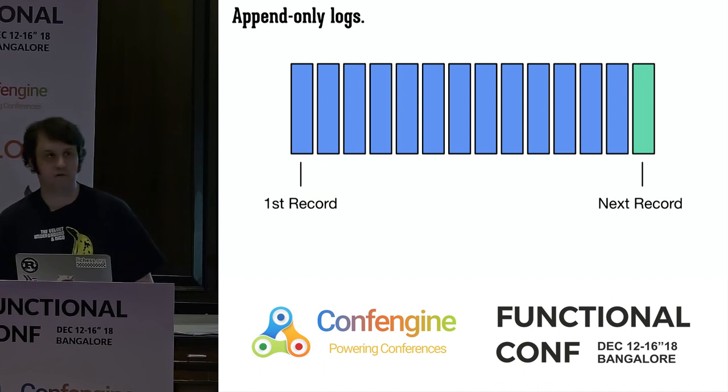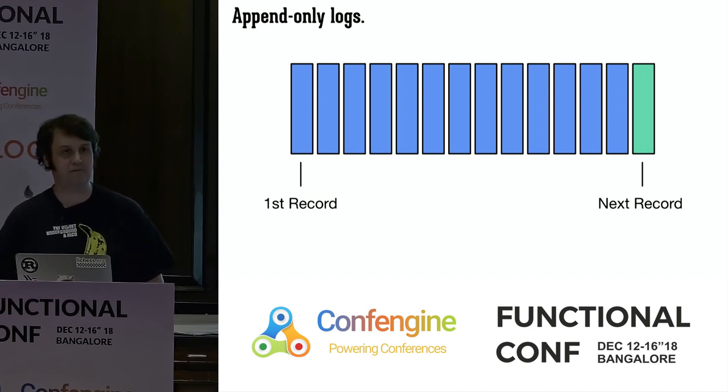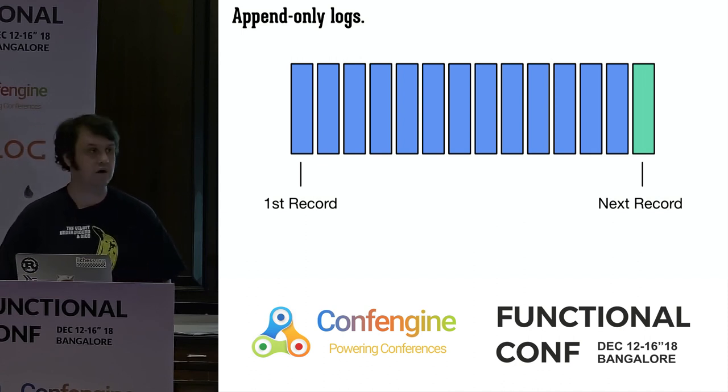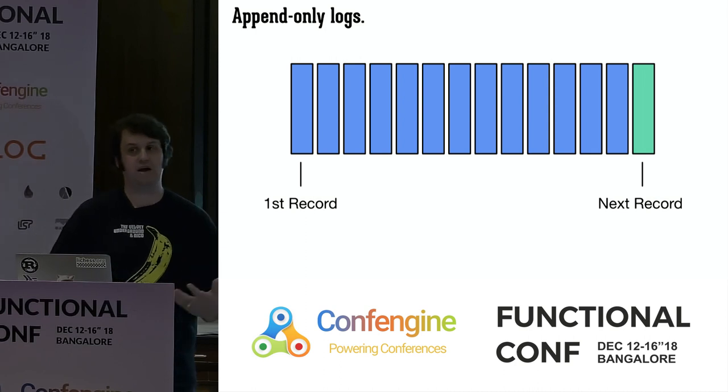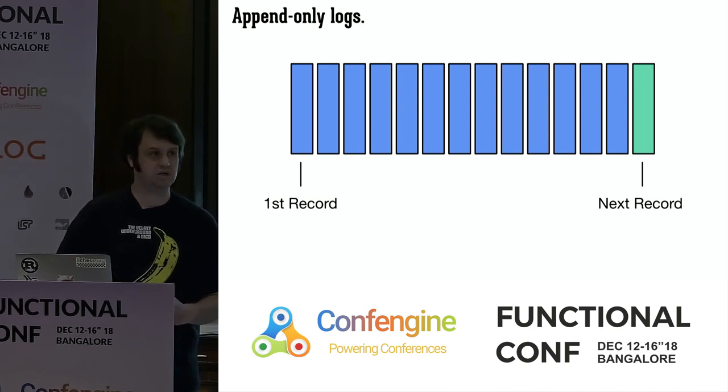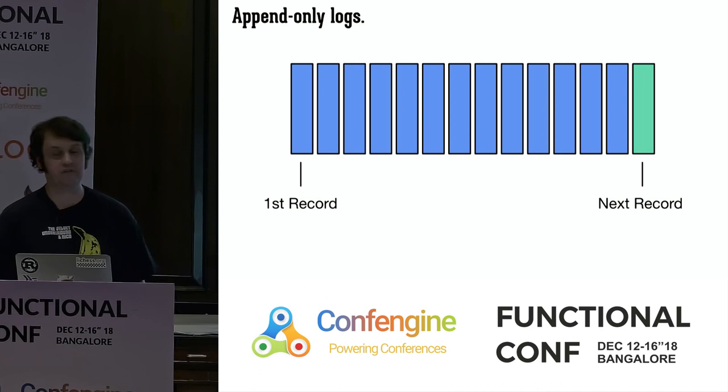Postgres, which is probably one of the best and most reliable relational databases, uses an append-only log for its transactional data log. So if you've used Postgres before, you use something that has an append-only log as its central data structure and borrows a lot of its ideas from functional programming.